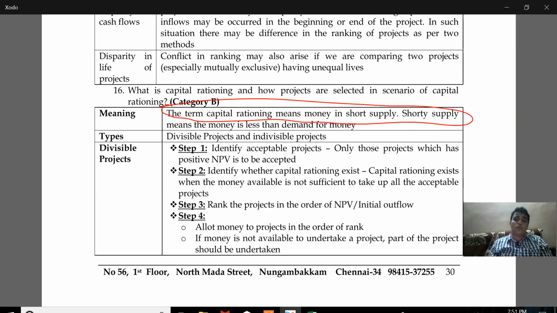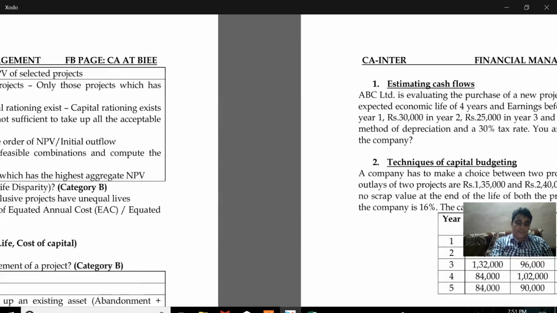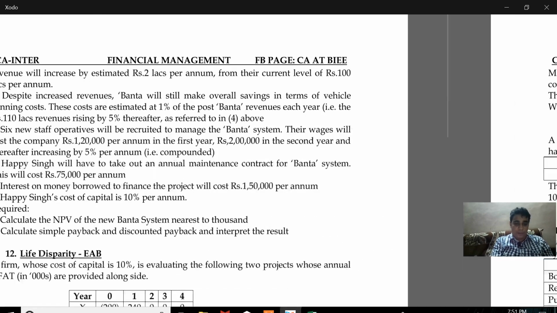Now there are two types of projects. One is called a divisible project. A divisible project is one where you can do a part of the project. Assume you need 50 lakhs for doing a project. In case of a divisible project, if it's a 20 lakh project, even if you have 10 lakhs, you can do a part of the project. Whereas the other type is called an indivisible project, where you cannot do a part of the project, you will have to do only the full project. There is a series of steps, and all of this I'm going to explain with the problem.